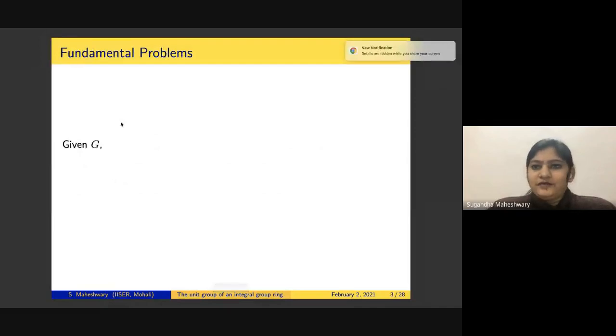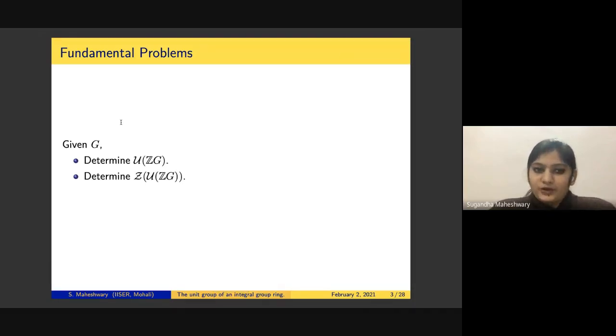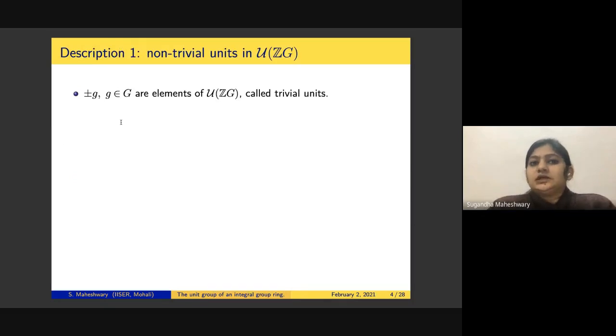All right, we have a group G. What are the fundamental problems? Determine U(ZG), determine its center. The point is how involved getting the answers to these questions becomes, and what kind of answers we are really looking for, when you want to understand the unit group of the integral group ring and its center. The first part will lay stress on the unit group itself, and then I'll move on to the center in the second part. The first description is about the non-trivial units in this group ring.